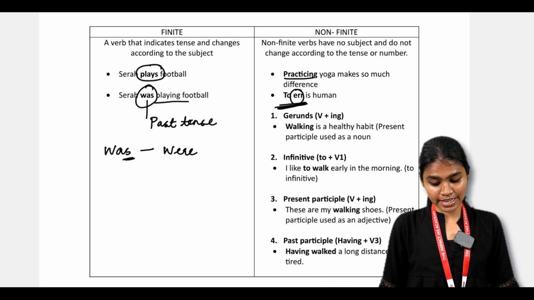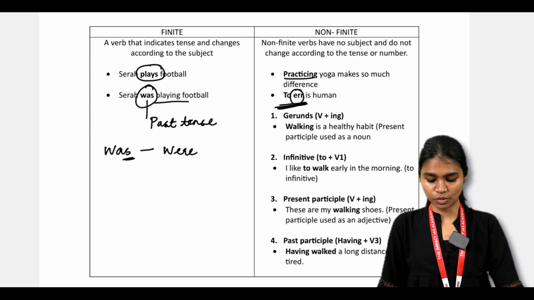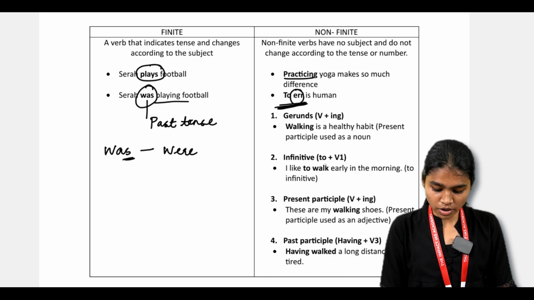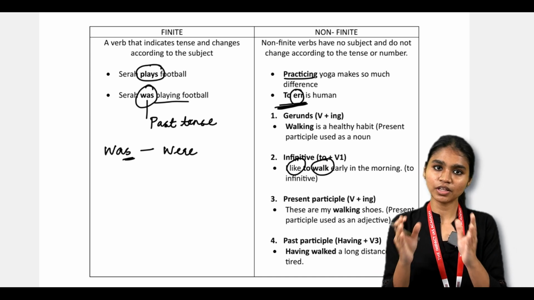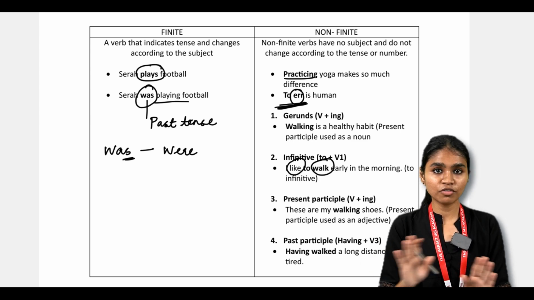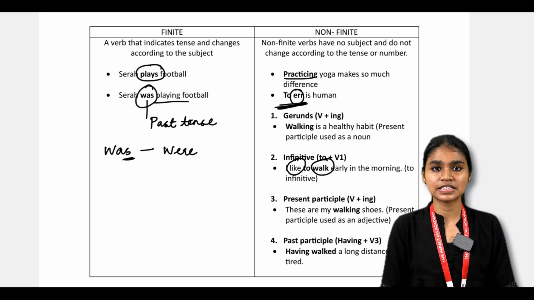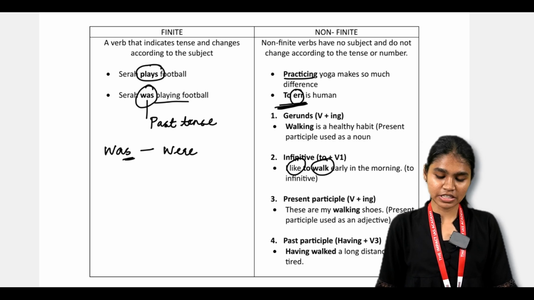Look at the second type, which is infinitive. To plus verb 1, which is the base form of the verb, as I had said. I like to walk early in the morning. Walk is a verb, but like is the verb in the sentence. Generally walk is a verb, but in this particular sentence walk does not take the function of the verb. Instead, like is the verb that acts as a verb in the sentence. This is infinitive for you.